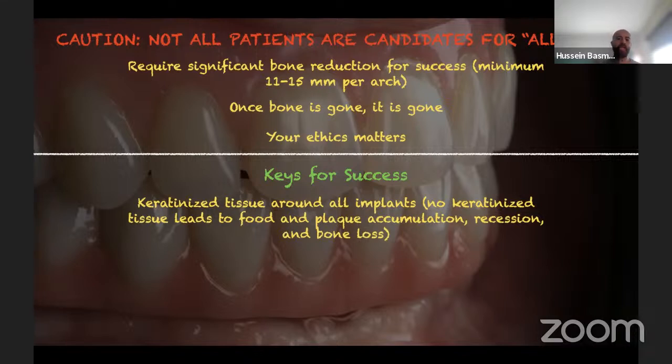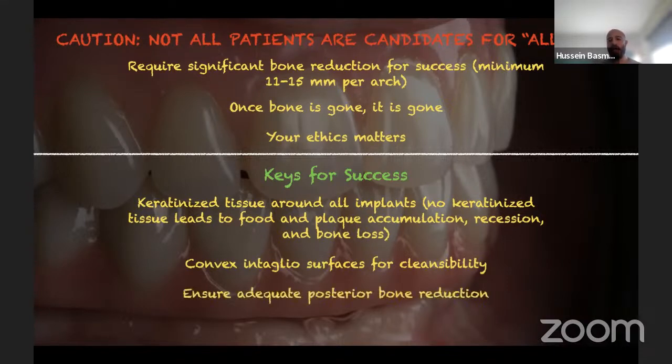We should maintain good, hygienic keratinized tissue around the implants. This is always recommended. If we don't have enough keratinized tissue, soft tissue grafting is always considered. The intaglio surface is either flat or convex. It should never be concave, because that's going to make it harder for the patient to clean.